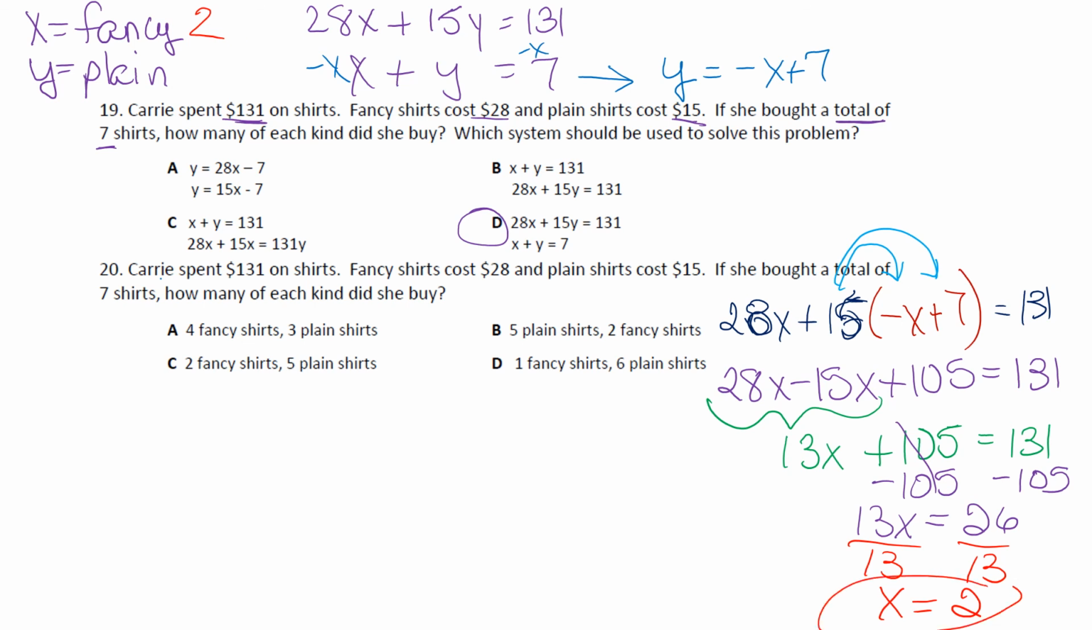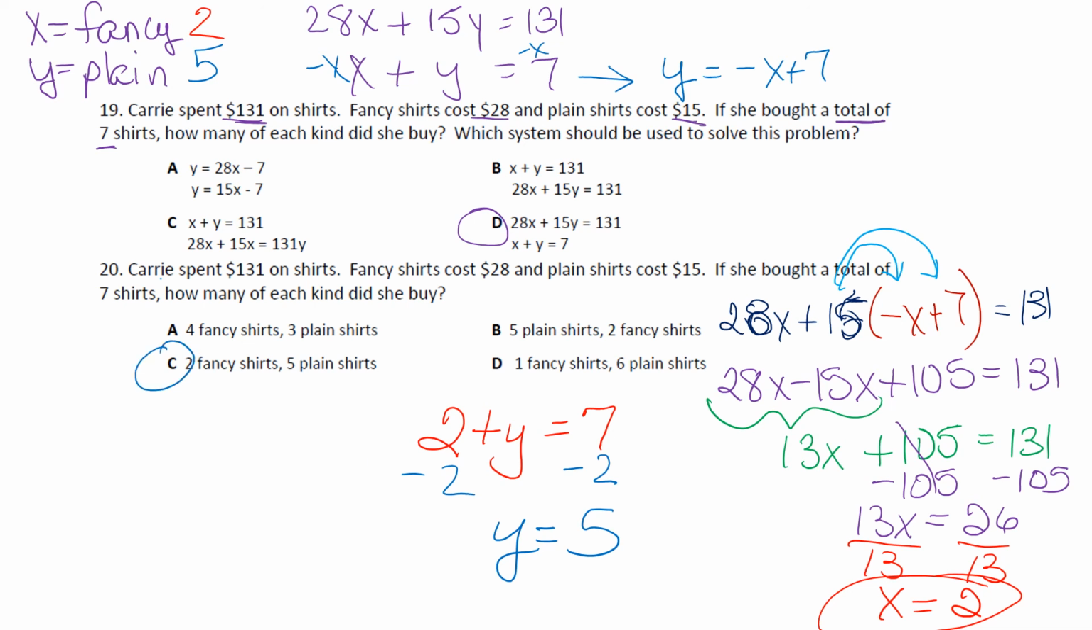Then take your answer and substitute it back into the other equation. So we had our x plus y equals 7. x is 2. 2 plus y equals 7. Subtract 2 on both sides, so y would be 5. So that means your plain shirts are 5. Make sure you're reading your totals here, your answers. 2 fancy shirts, 5 plain shirts. So your answer should be C. Be cautious and don't mix up with B since we just switched the numbers.